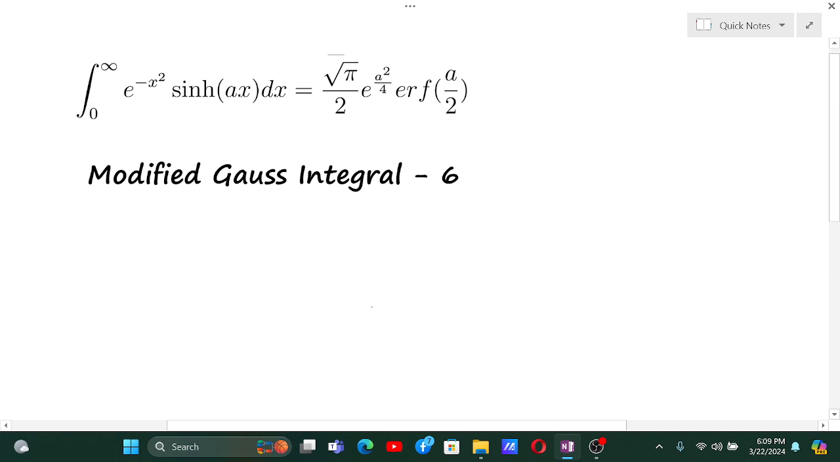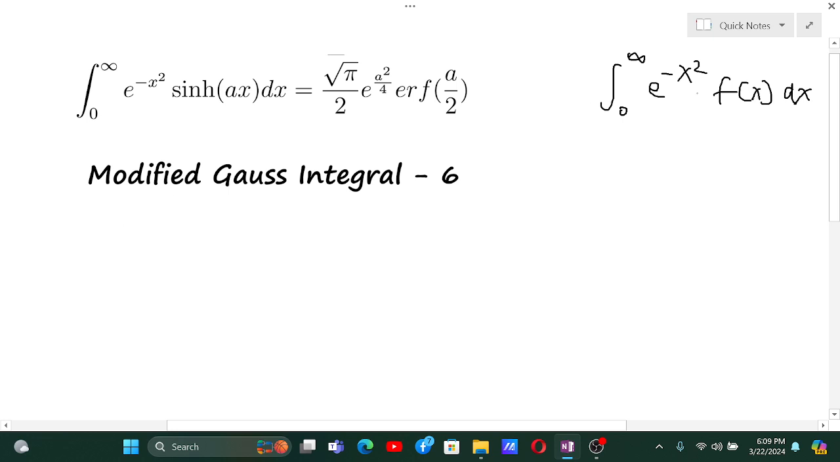Modified Gaussian integral 6. By modified Gaussian integral, I mean integrals of the form integral from 0 to infinity e to the power minus x square f of x dx. Over here, f of x is sinh of ax. Now let's see how we solve this problem.